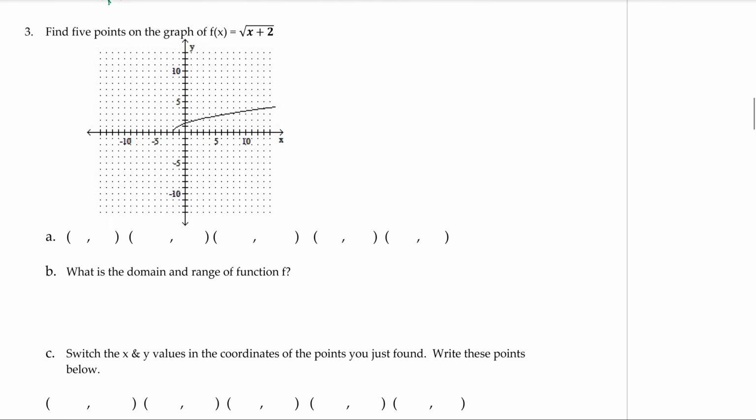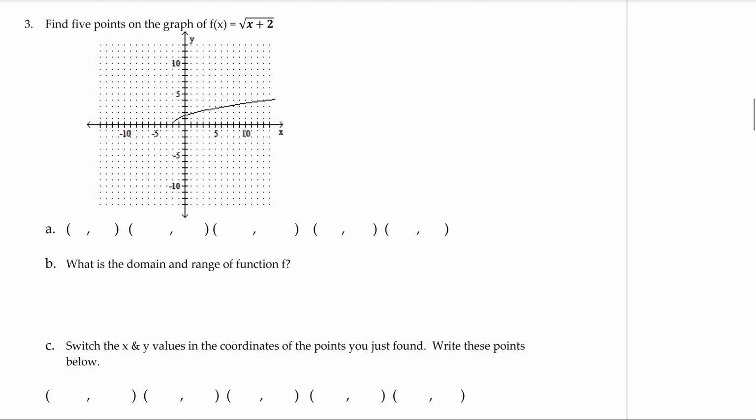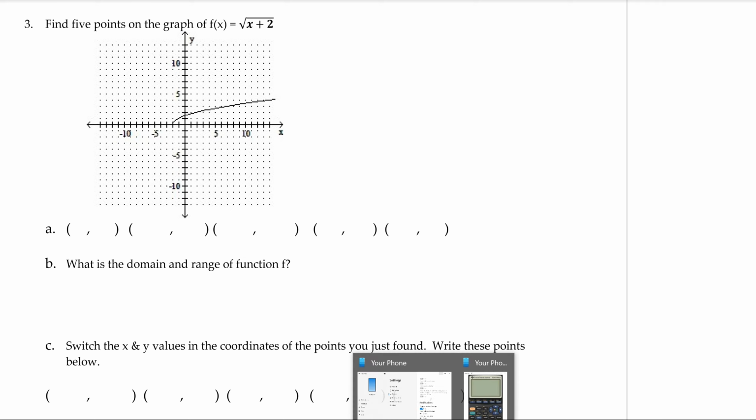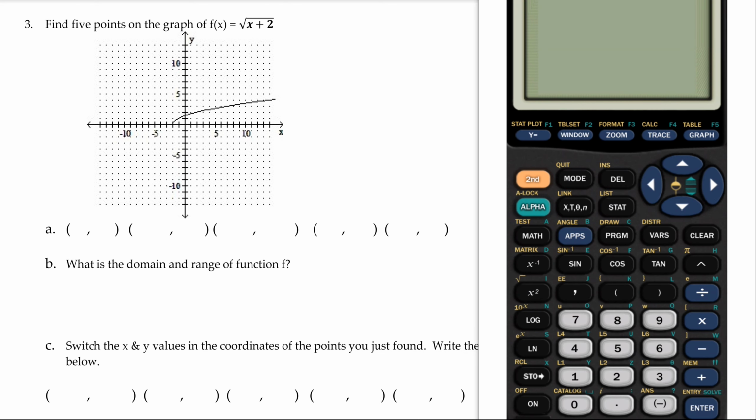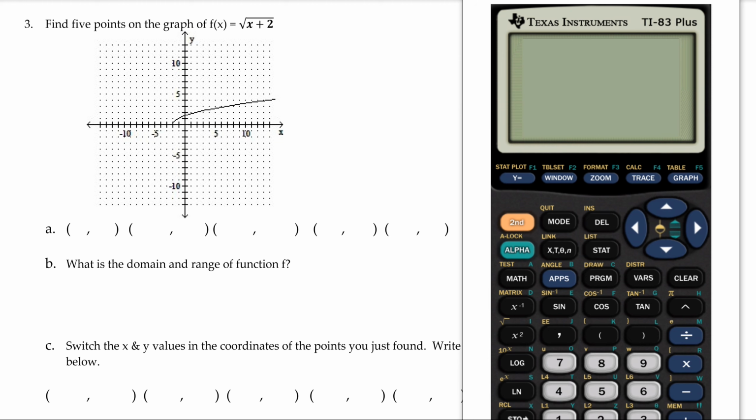All right, question 3. We find 5 points on the graph when we have the square root of x plus 2. Well, I'm going to help you out because this graph is a little hard to read with the dots and stuff like that. So I'm going to show you how to do it on your calculator. So we move this around a little bit. All right, so we have our calculator.